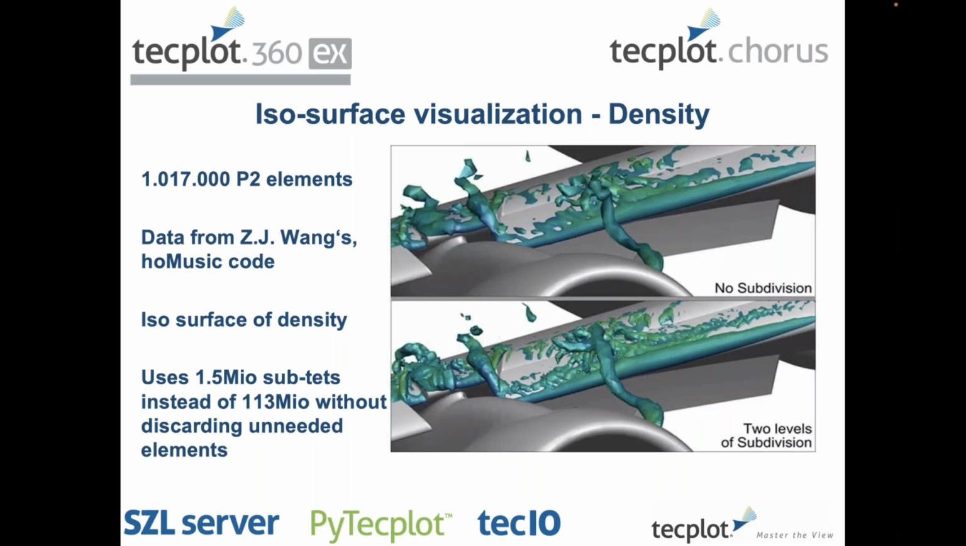Using those algorithms, you just end up with 1.5 million subtets instead of 113 million. So in a real case scenario, you can create 1.5 million tets on your laptop or visualization node. 113 million is already an expensive operation, so that wasn't an option. Another thing is that 1 million P2 elements is still relatively small. In a couple of years, we'll end up with a couple of tens or even hundreds of millions of higher order elements, and that will end up in billions of elements if you subdivide them all.